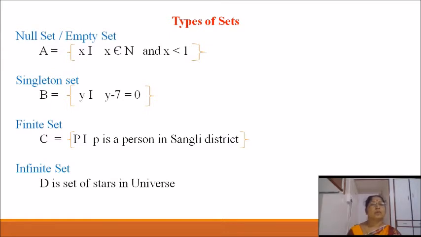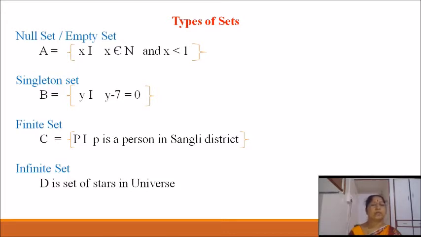Now, the second is the singleton set. If there is only one element in the set, then that set is called a singleton set. Set B is the set of all y such that y minus 7 is equal to 0. After solving y minus 7 equal to 0, we get the answer y equal to 7. That is, there is only one element, 7, in the set B. Therefore, the set B is called a singleton set.